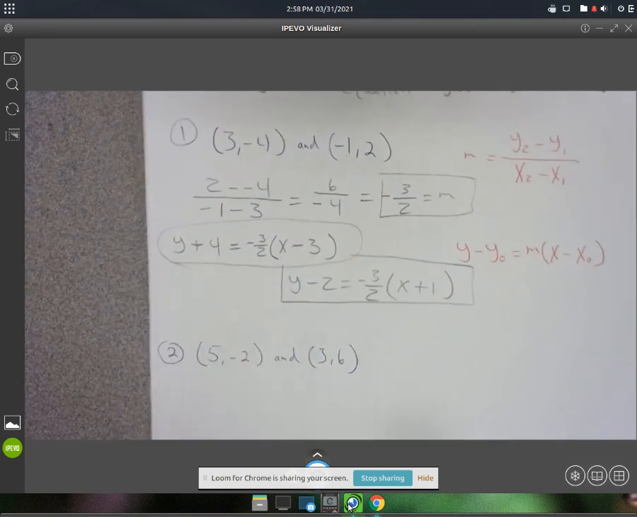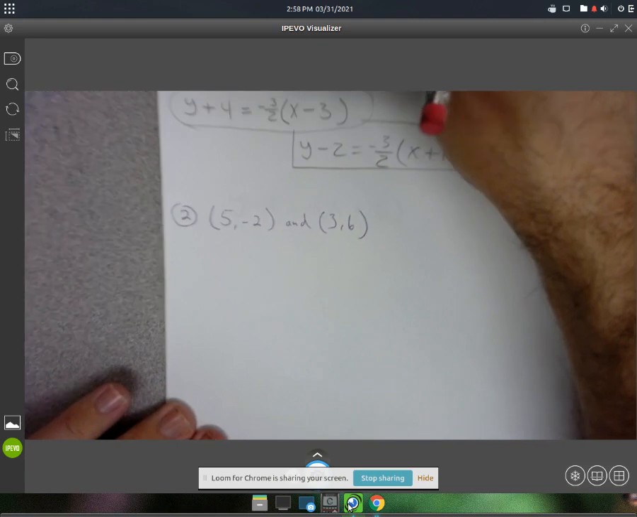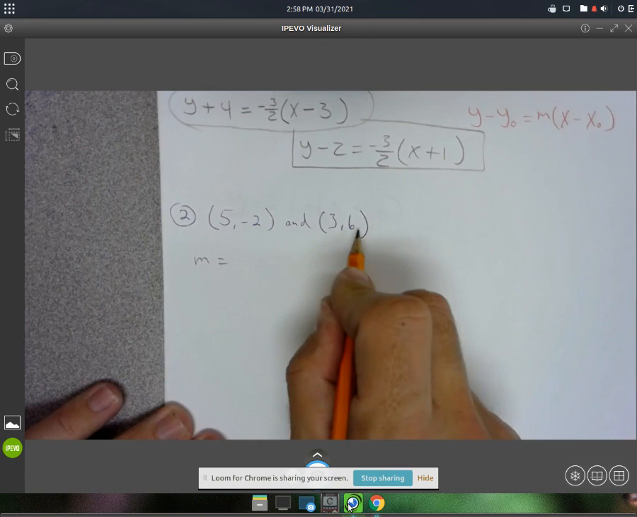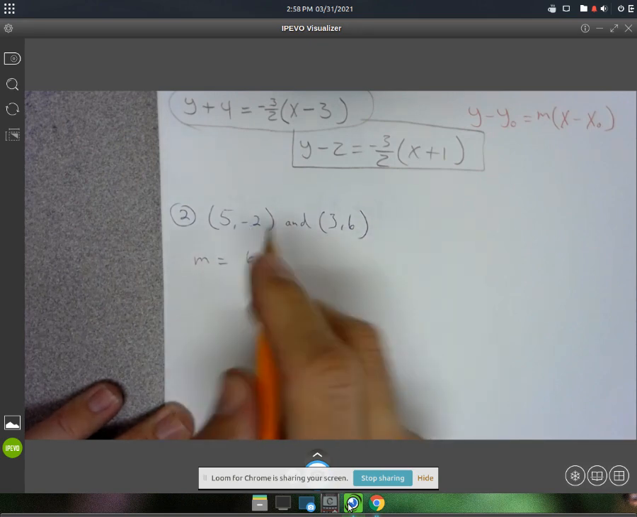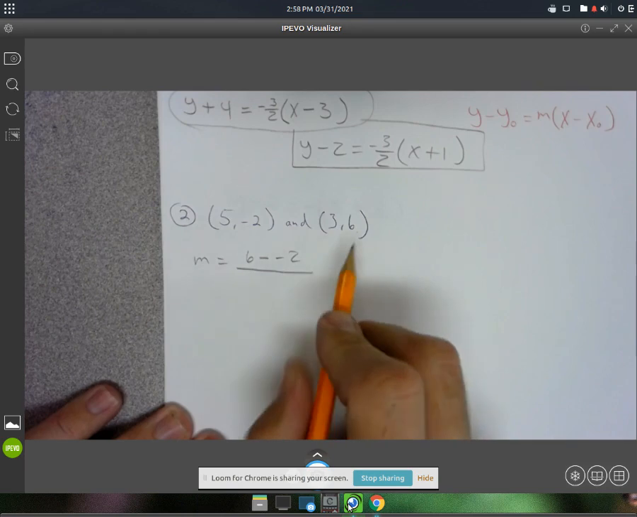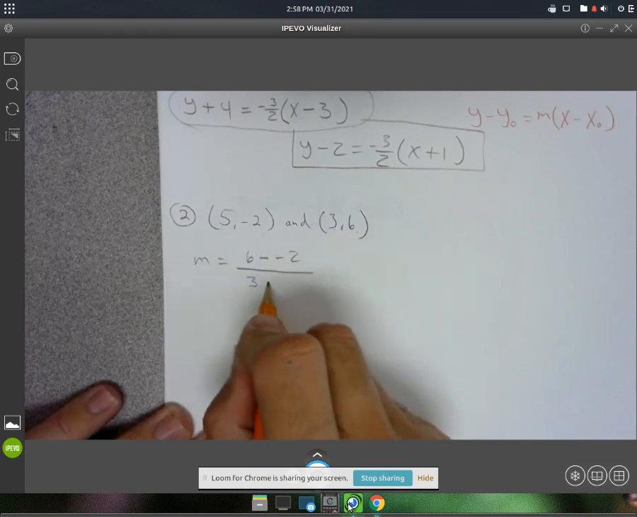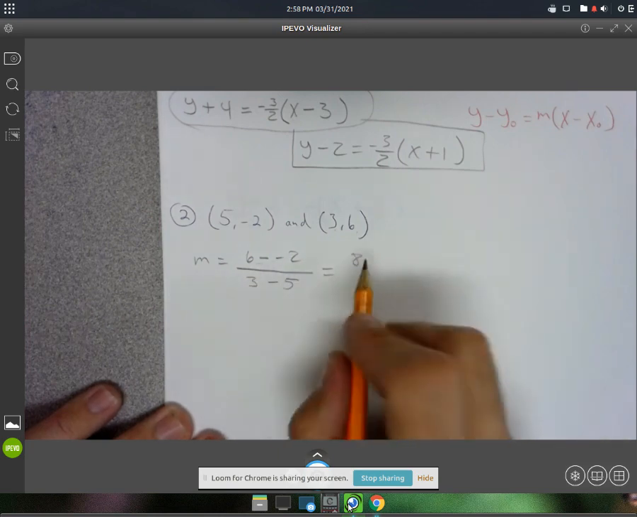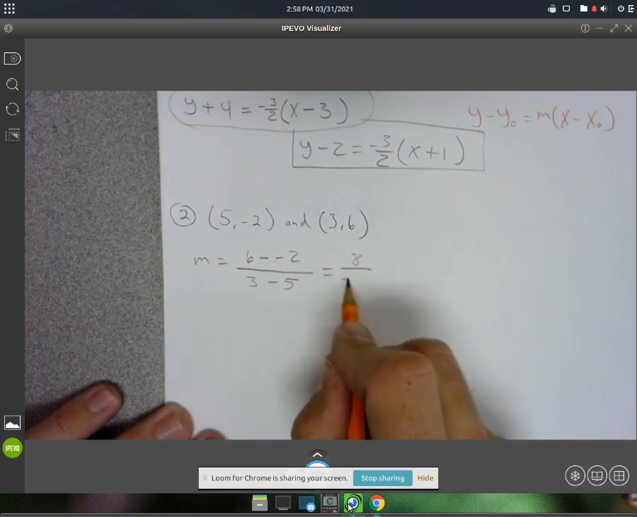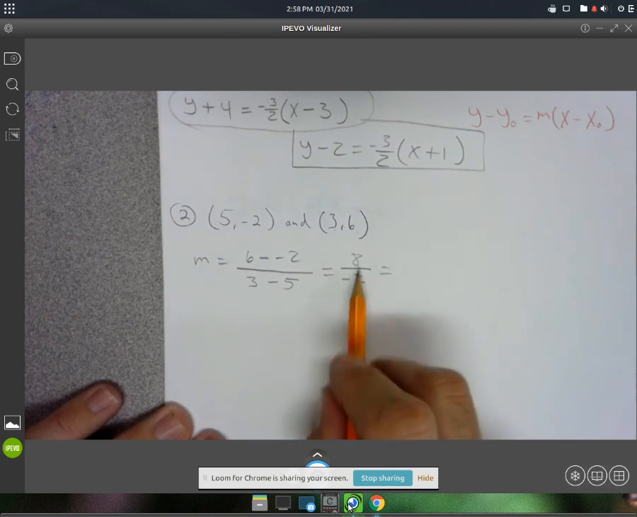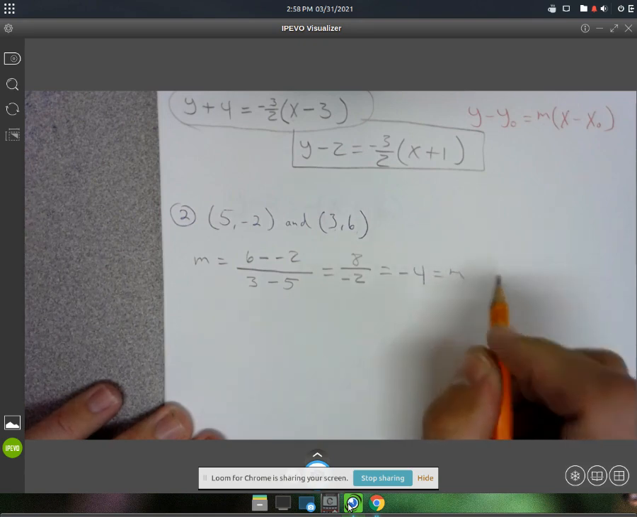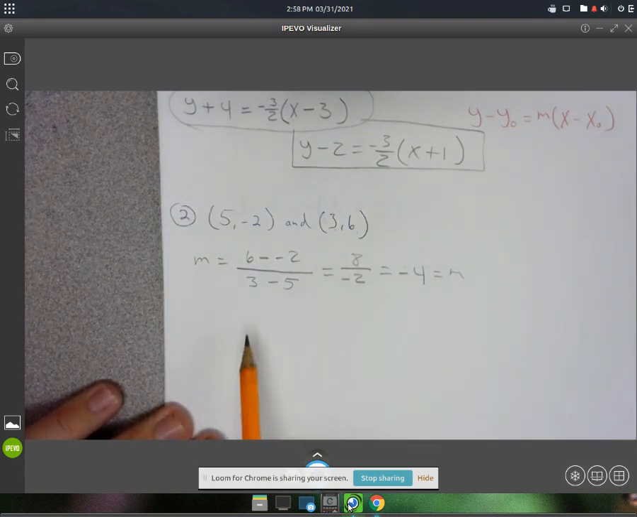All right, we'll do the same thing for example 2 here. So start off, let's find our slope. So I'm going to do y2 minus y1 over, and then I'm going to subtract my x values. So 3 minus 5 gives me an 8 on top, 6 plus 2. And then 3 minus 5 is negative 2. This will simplify. 8 divided by negative 2 is negative 4. And that's my m.